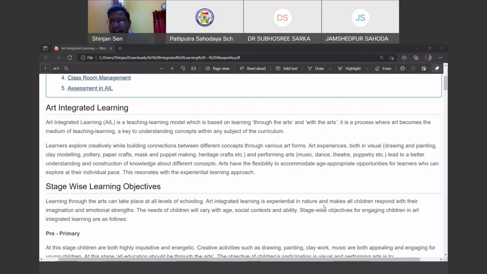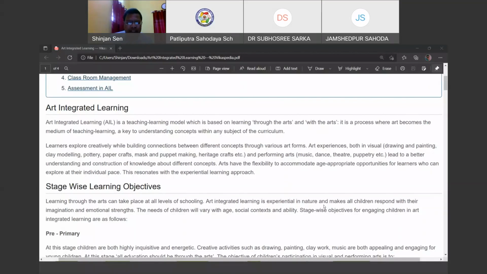So all those great trendsetters at NCERT doing unique work should be applauded. Okay, so let's go forward. Their learning will be experiential in nature, and the children will respond with their imagination and emotional strengths. And when children start imagining, the needs of children will vary with age, social context, ability, from where they are coming and all. These are the stage-wise objectives for engaging children in art integrated learning.